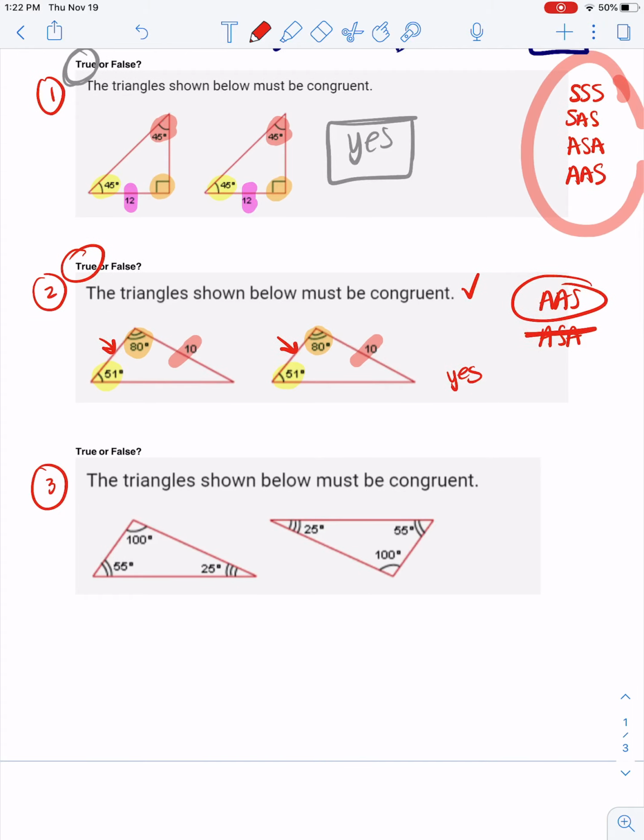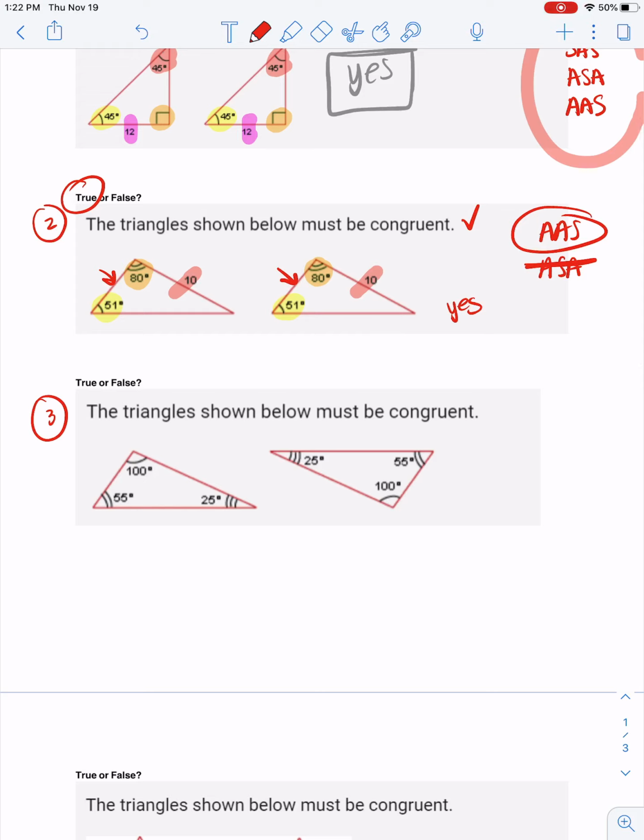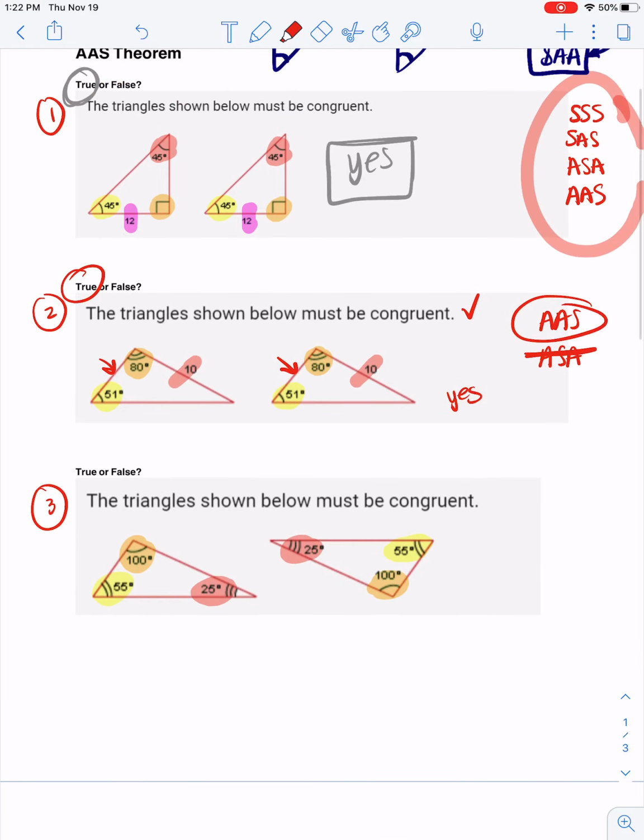All right, let's do that again. On this one, the triangles shown below must be congruent. Again, I want to check my angle pairs. Here, 55 degrees and 55 degrees. I have 100 and 100, and then I have 25 and 25. So all my angles match. However, I don't have an option that says angle, angle, angle. That is not an option for triangle congruence. So angle, angle, angle does not work.